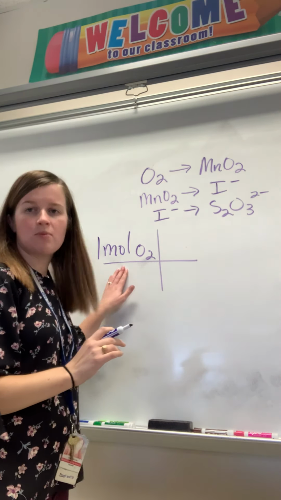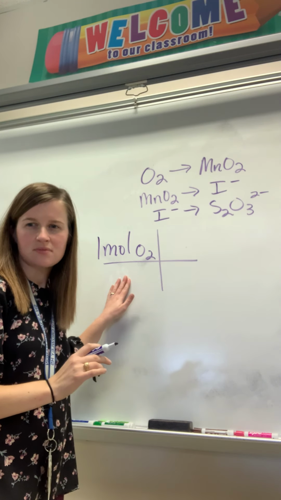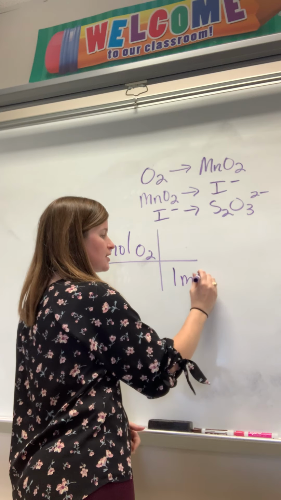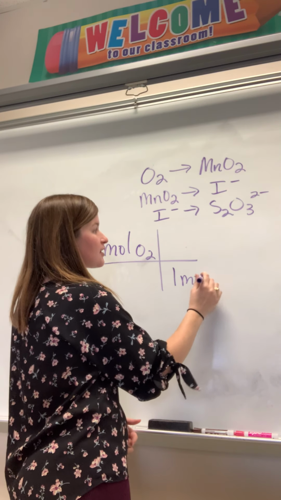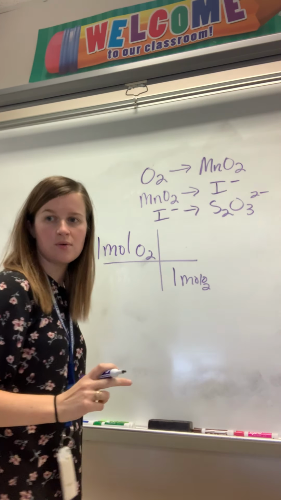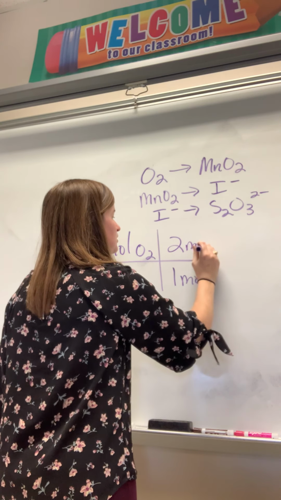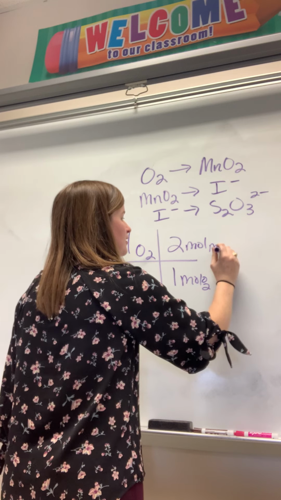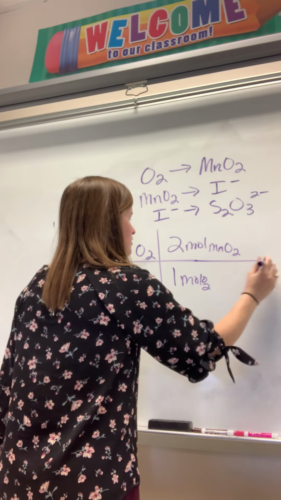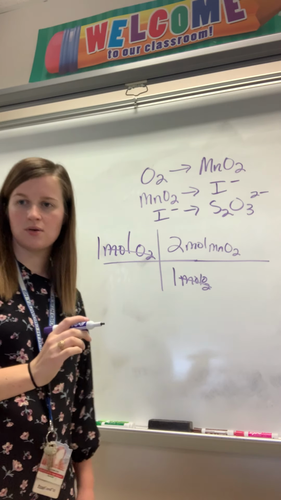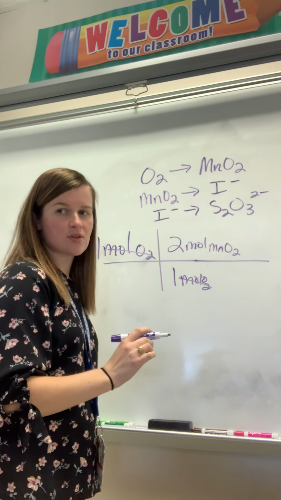So I'm going to go with the 1 mole of oxygen. I'll look at its stoichiometry coefficient, and it's just a 1, so that's 1 mole O2. And then I'm going to look for the moles of MnO2. In that first equation, if you look, it has a 2 in front of it, so it's going to be 2 moles of MnO2. So then moles of O2 cancel. So now I'm in moles of MnO2. So next I want to go to that I.